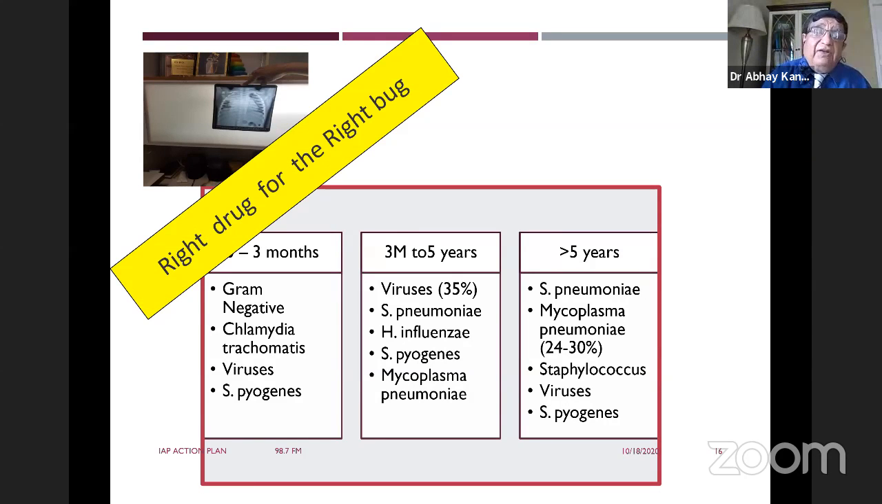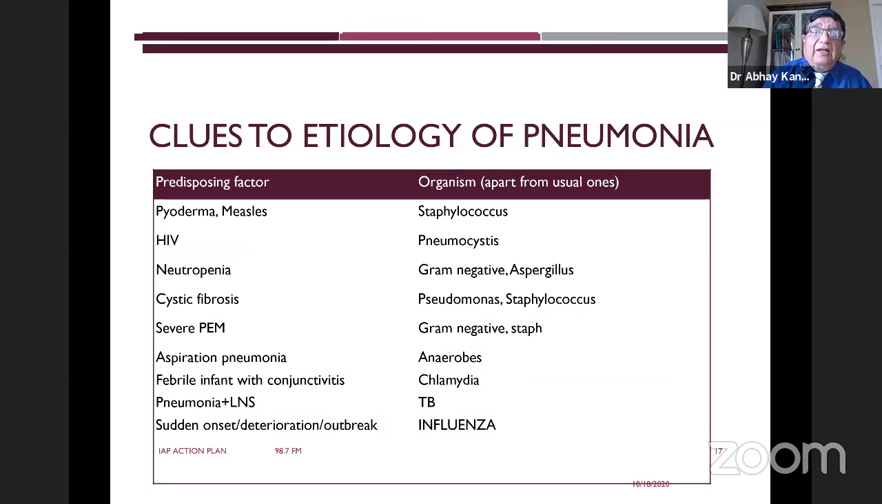And for that, we need to select the right drug for the right bug. There are certain clinical clues, and further, a thorough clinical history and examination is very, very important. Suppose a child has pyoderma and a history of measles in the recent past, you have to think of an organism like Staphylococcus. In immunocompromised children like HIV, there may be some infection because of Pneumocystis. If there is febrile neutropenia, they are more prone to pneumonia caused by gram-negative organisms and fungi like Aspergillus.